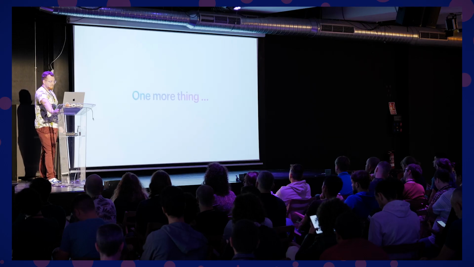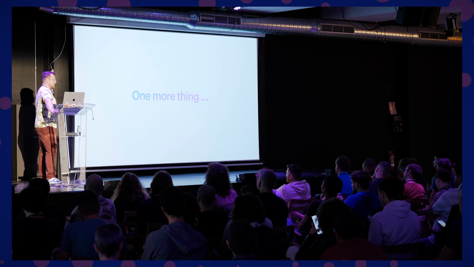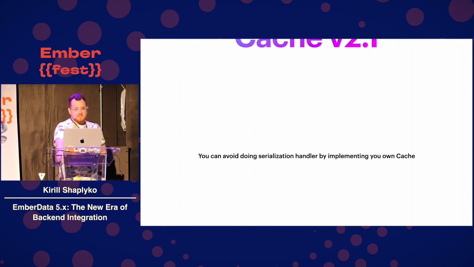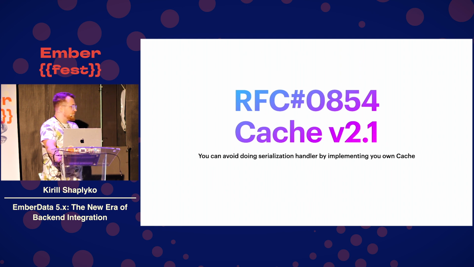That's not it. I have one more thing for you. What if I told you that you can avoid dealing with serialization, deserialization, writing the handler, just by creating your own cache? There is a big RFC 0854 for the cache. It outlines nicely the cache interface that you can implement, and then EmberData will work natively with your backend. So even if it's not JSON API, you can use GraphQL, you can use REST, you can use PocketBase. You just need to implement your cache, and that's all.